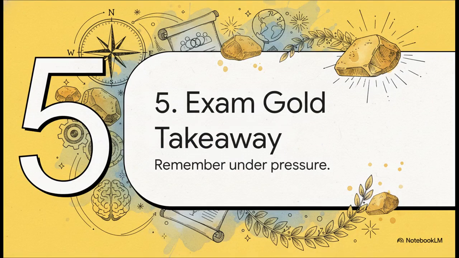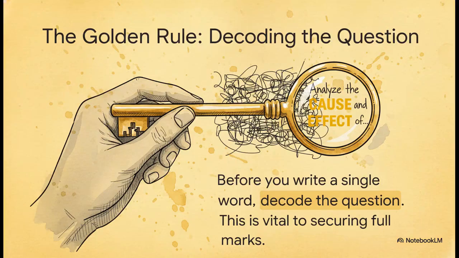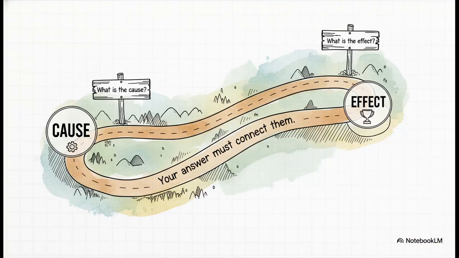So we've gone through a lot. But look, when you're in that exam hall, the pressure is on and your mind might go a little blank. If you only remember one thing from all of this, I want it to be this next bit. This is your exam gold. The golden rule is this: before you write a single word, just take a second, take a breath, and decode the question. I promise you, more marks are lost by students accidentally answering the wrong question than by not knowing the sociology. And decoding just means asking yourself these two simple questions.